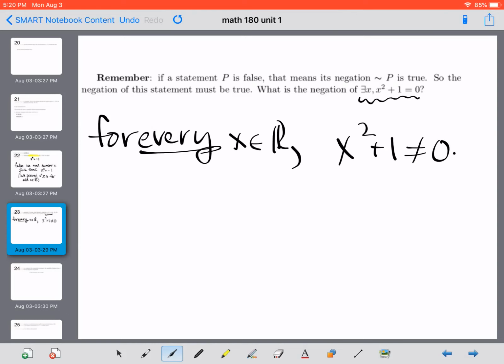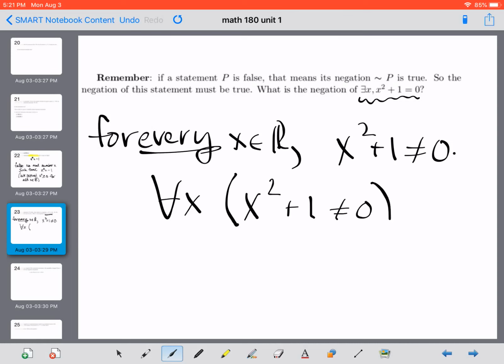Which we could write as a universal statement now, right? Because this is a for every or for all statement. So we could rewrite this as for every x, we can leave out the in R because we assume it's a real number if we don't specify. So for every real number x, x squared plus 1 is not equal to 0.